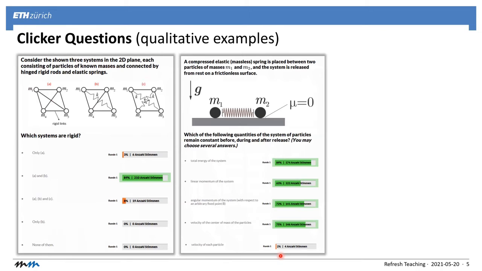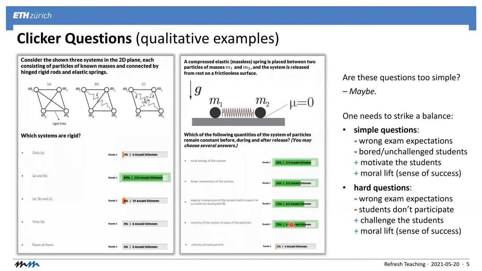I have a lot of qualitative examples too, like I said, where you don't really have to calculate, you just look at pictures and you carefully think about it. And in these two examples, at times I'm thinking, are these too simple, right? If you see that here, whatever 80, 90% get the answers right, maybe, but I think it's important to carefully think about what's the right balance. And so with these questions, I would always try to strike the right balance.